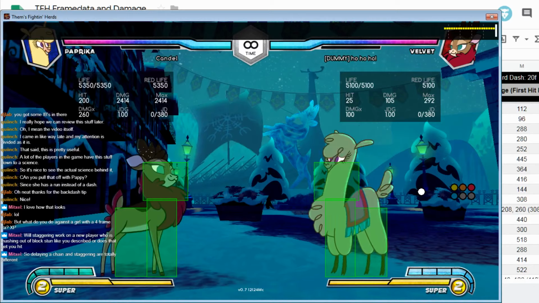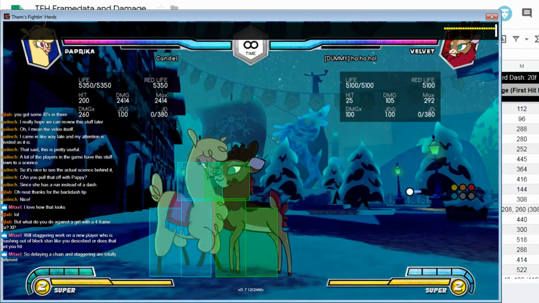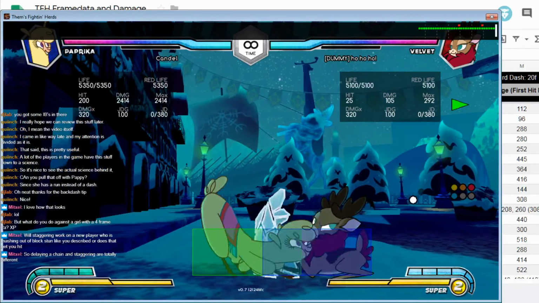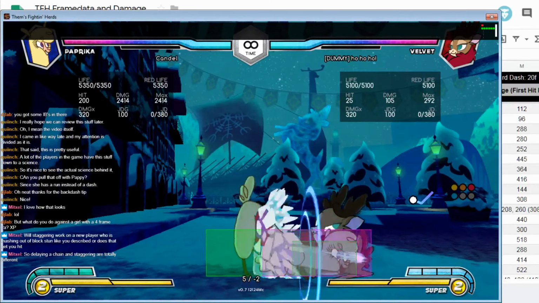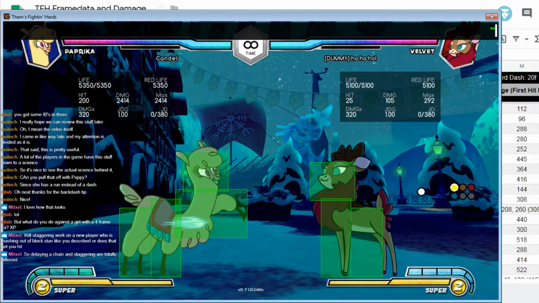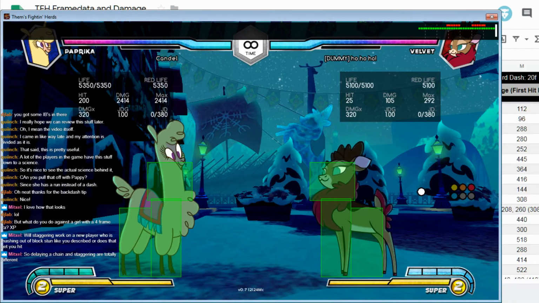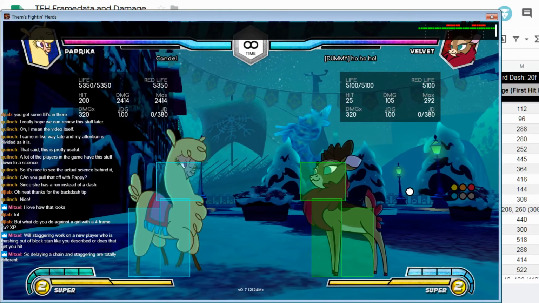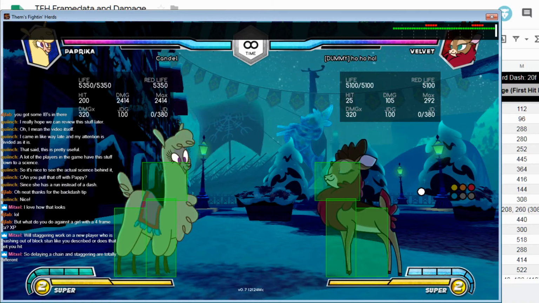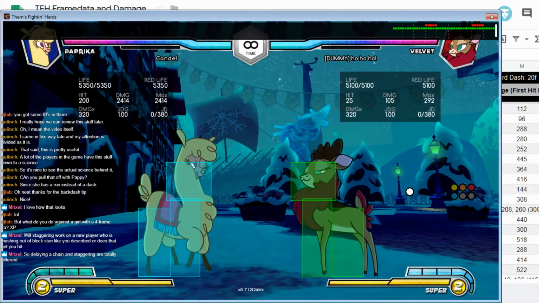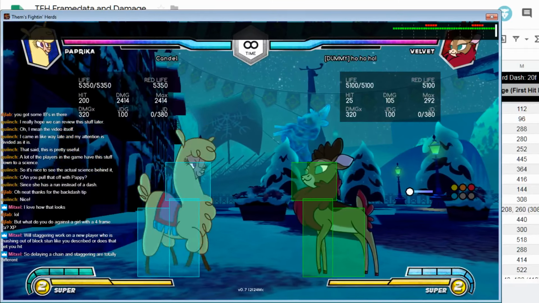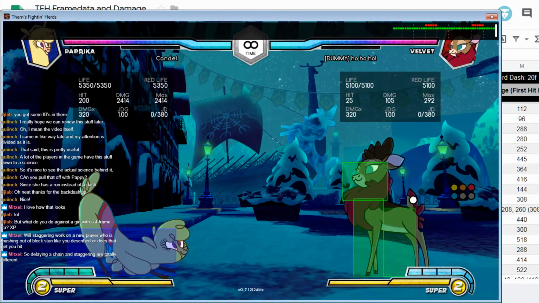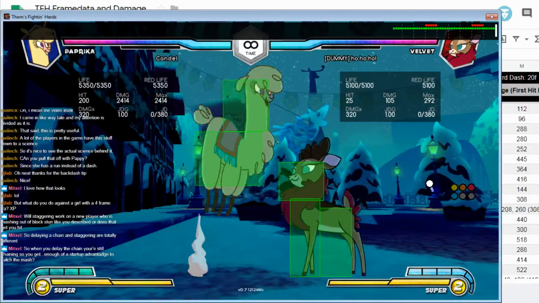Yeah, delaying a chain and staggering is different. Staggering is when you reset your chaining. At least I'm pretty sure that's what it means. That's what I've heard it used for most of the time. Staggering is when you reset your chain entirely. Delaying a chain is frame trapping. You can't frame trap with staggering in this game because it's not like other games where when you end your chain or end your attack, you're sometimes plus on block and they have to respect it. You're always minus if you end your chain. So you can't technically frame trap. You can't leave that little gap where they can press a button.